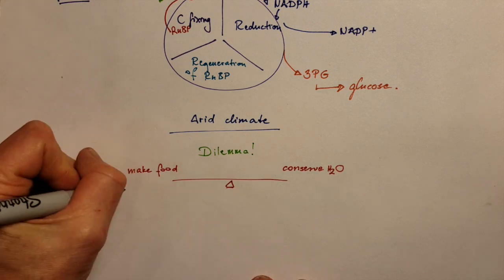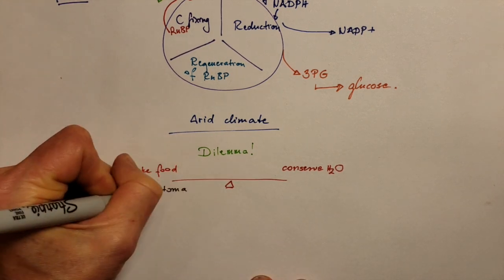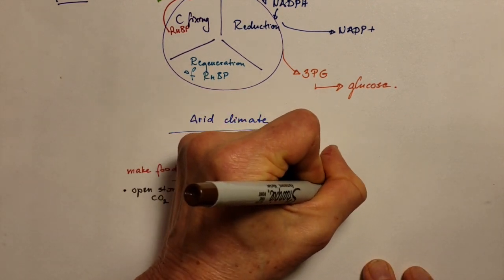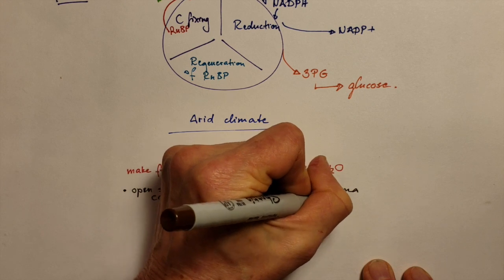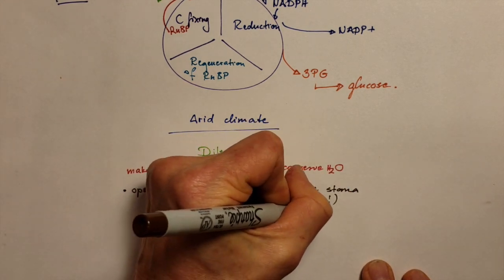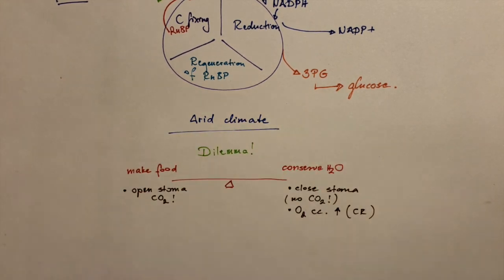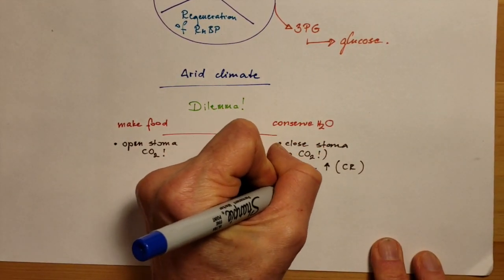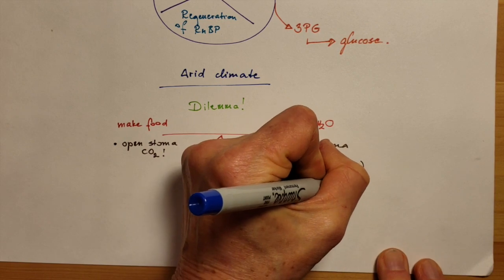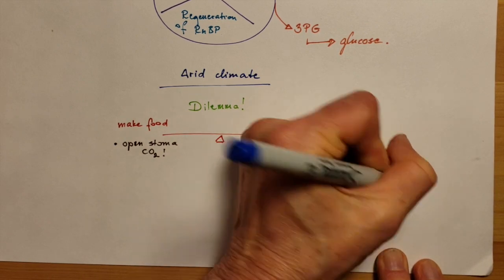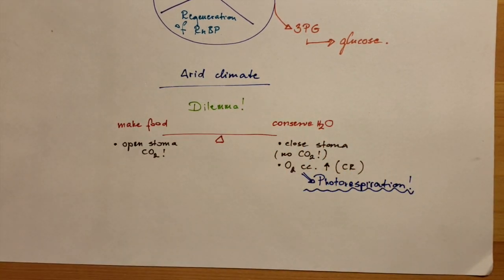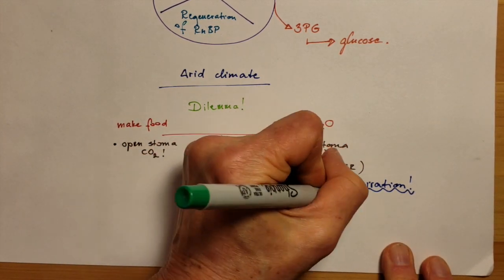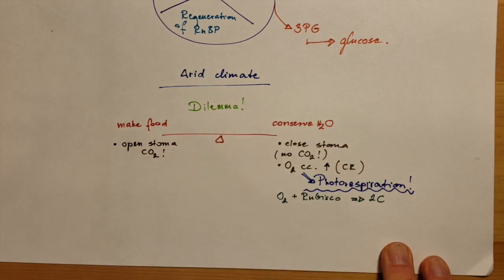If they want to make food, they have to open their stomata to get the CO2 in. If they want to conserve the water, they have to close the stomata, but with that, no carbon dioxide will get into the leaf, so the oxygen concentration will increase. If the oxygen concentration increases, photorespiration will take place.